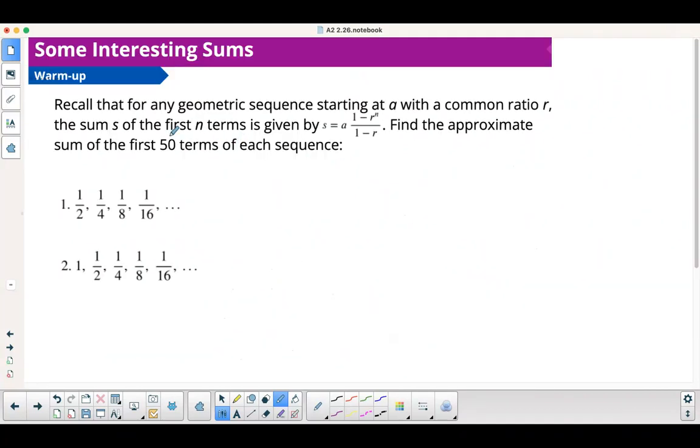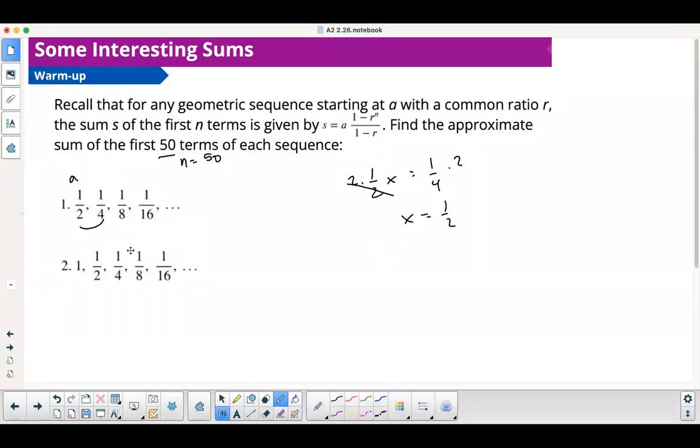All right, so warm up. Recall that for any geometric sequence starting at A with a common ratio R, the sum S of the first n terms is given by the formula. So we just went over that. Find the sum of the first 50 terms. So that's going to be n equals 50. This is going to be A. And what do I multiply 1/2 by to get 1/4? Now, if you can't do the math in your head, just make an equation: 1/2 times x equals 1/4. We'll just use a little algebra here, and we get x equals 1/2.